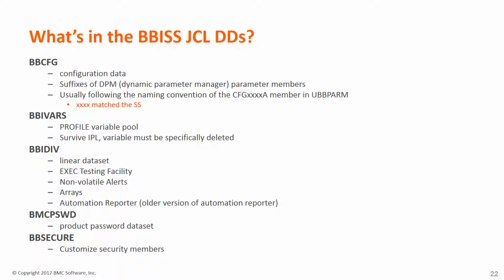The BBI div is your linear data set that holds a lot of different data. You can put your non-volatile alerts in there, any arrays that you may generate from processing. It's a linear data set, and it's also used to pull the data for Automation Reporter. BMC PSWD is your password data set for authorization of your licenses. BB Secure has security members that have been customized.